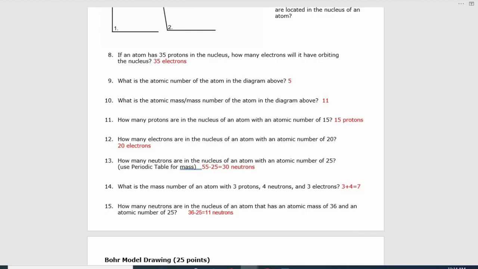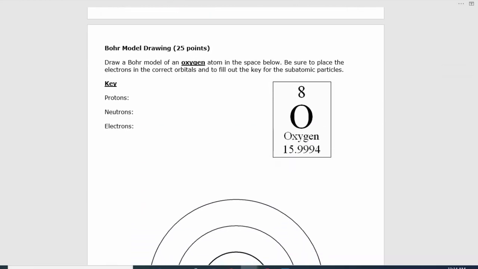Okay, let's move to the other question. Here we have a model: draw an oxygen atom. So what we want to know is the protons number, the neutrons and electrons. And we have here this model. We know that O is the chemical symbol of oxygen, and 8 equals the atomic number, which is the protons and electrons, and the 15.9, this is the atomic mass. So we have to calculate these numbers.